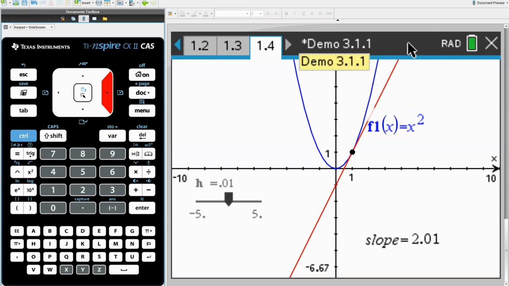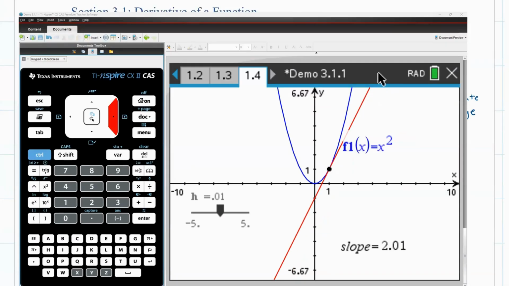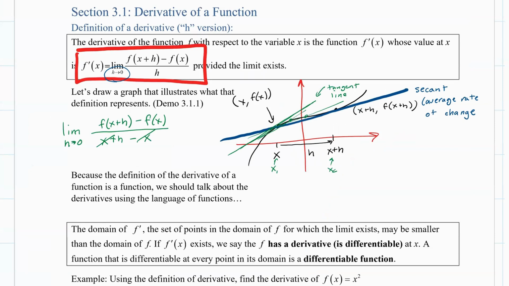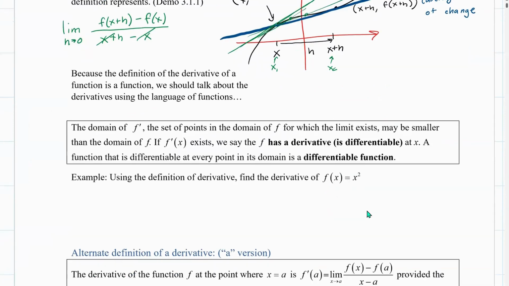But let's see if we can do something in a little bit more rigorous fashion. Let's say that instead of just using the calculator and pulling those two points closer and closer together, we actually find the derivative of f of x is equal to x squared. Now, before we do that, a little note on the word derivative.